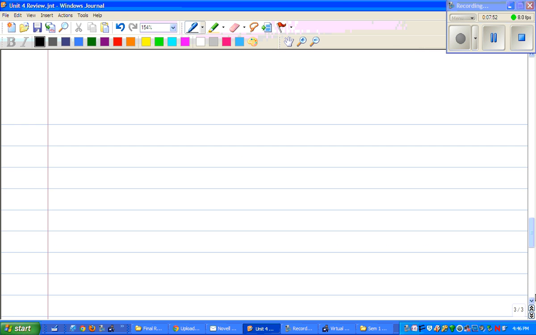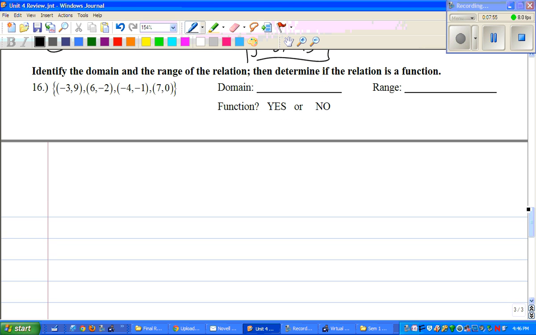Okay. Identify the domain and the range. I'm just going to get a little bit more room over here. And determine if it's a function or not. So one of the things that we talked about was matching up your information. So we got negative 3, negative 4 and 7, 9, negative 2, negative 1, and 0. Okay? Negative 3 goes to 9. All of these match up right away, so you should know that it is a function.